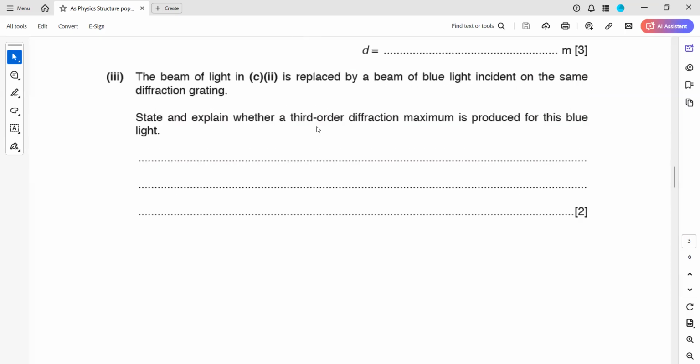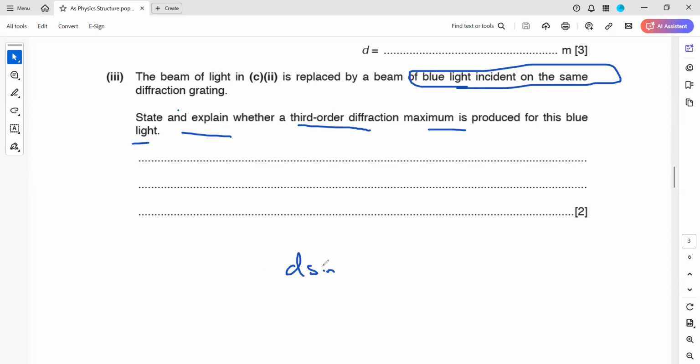In the question, they ask about the beam of light being replaced by a blue incident. State and explain whether the third order diffraction maximum is produced with blue light. As you can see, d sin theta equals n lambda. We did not change the angle, and we did not change d. This is constant, so this product should also be constant.